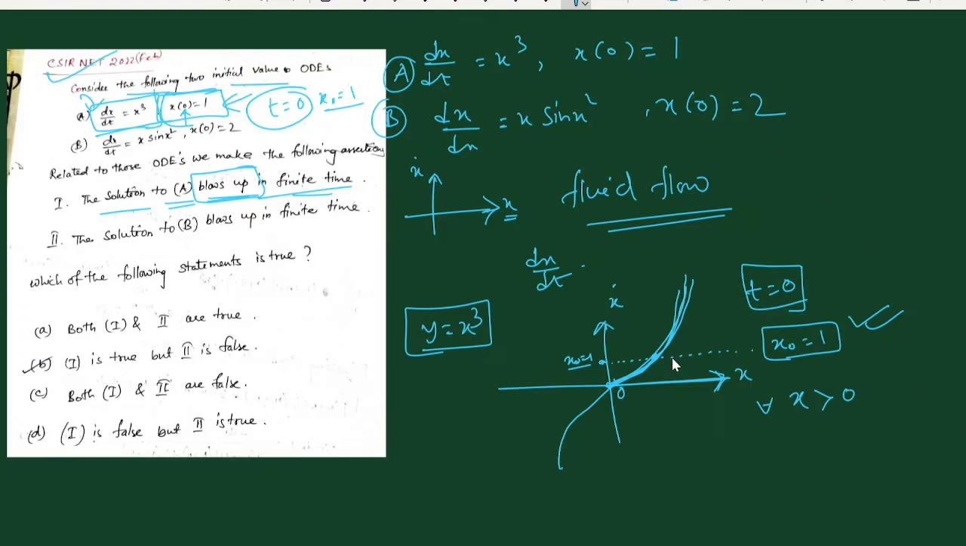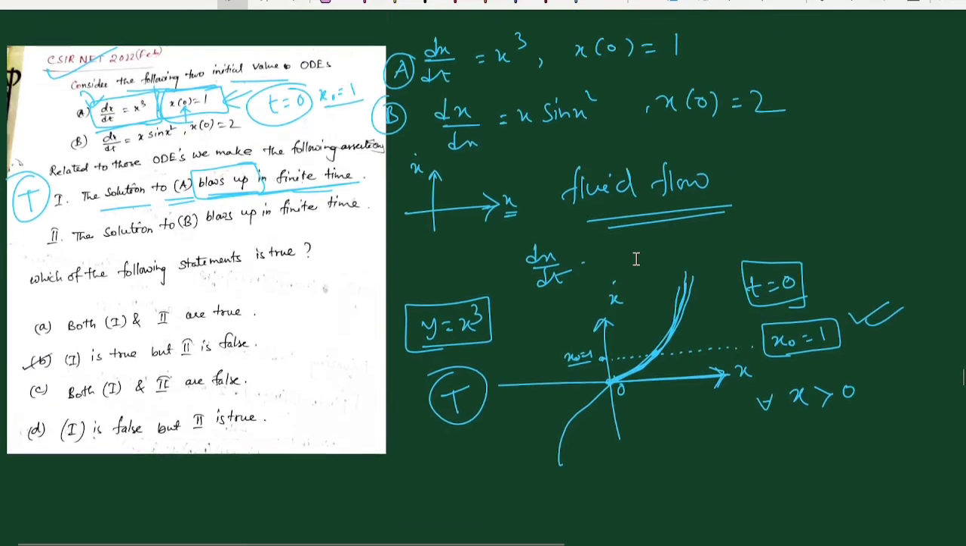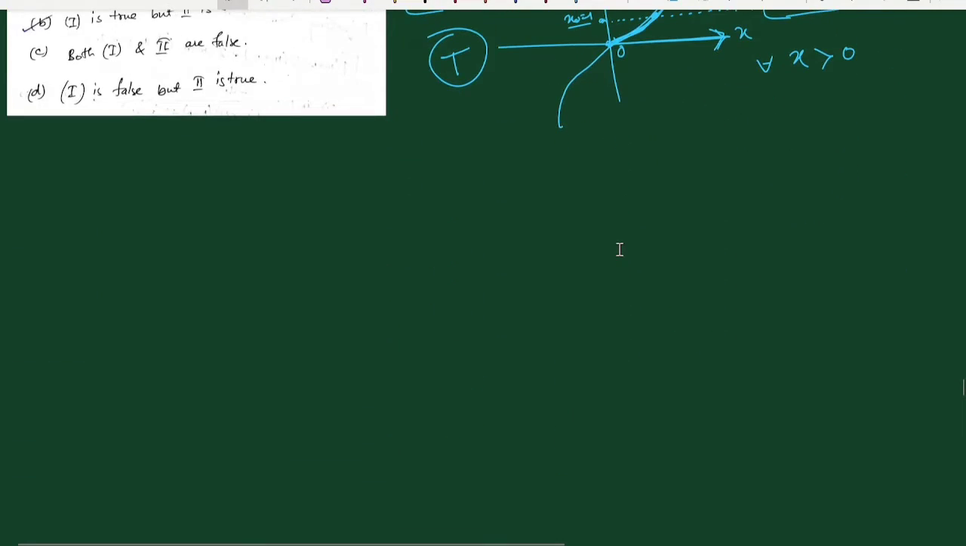This is a special type of question. I think this type of question has never been asked before in CSIR NET. So this is the answer. That means option A, the solution of A blows up in finite time, is a true statement. So option 1 is true. Now the second one is dx/dt equal to x sine x square.